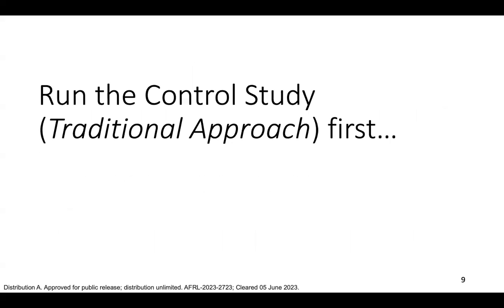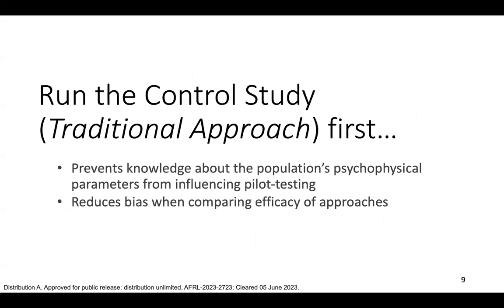Since the traditional approach will act as the control experiment in this validation study, we intentionally ran it first. This creates the fairest comparison of the old and new approaches by eliminating the possibility that knowledge about the population's psychophysical parameters gained from running the adaptive condition will influence the pilot testing procedure. Since the initialization of the adaptive procedure will not depend on the results of the traditional experiment, running the experiments in this order will reduce bias when comparing the efficacy or efficiency of the 2 approaches.